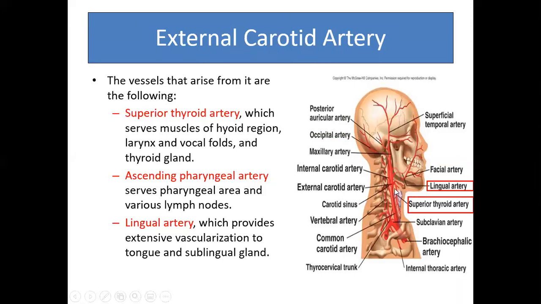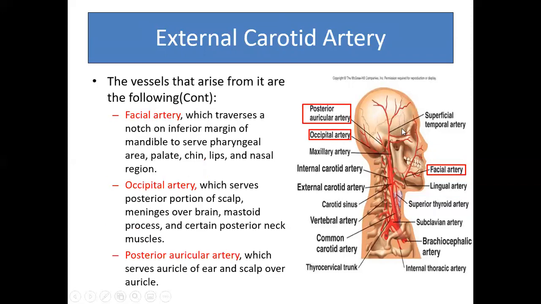We have the superior thyroid artery. If you see here, this is the superior thyroid artery that supplies the muscle of the hyoid region, larynx, vocal fold, and also the thyroid gland. Then we also have the ascending pharyngeal artery that supplies the pharyngeal area and also the various lymph node. The lingual artery, if you see here, this is the lingual artery that supplies the tongue and also the sublingual gland.